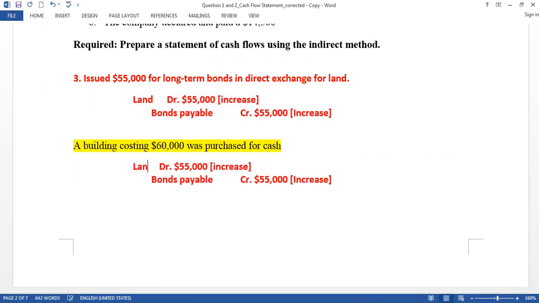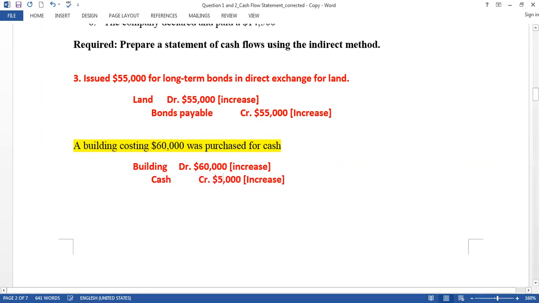We buy building, debit building $60,000, and the question said that it was for cash, so cash credit $60,000. So our land and building increase, but cash decreases. Cash decrease means cash is now minus. So this is related with the cash flow statement.